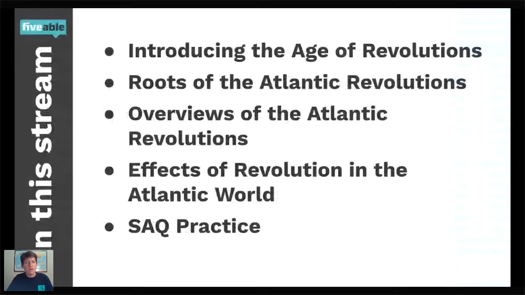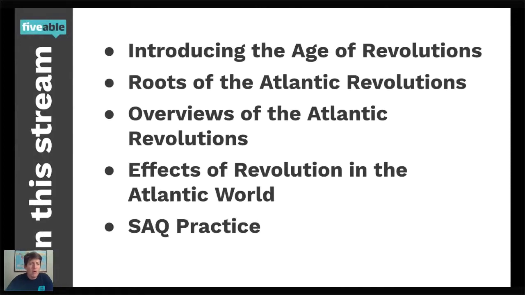Let's talk about what we're going to be covering in this stream. First, I'm going to introduce the idea of this age of revolution and what we mean by it. Then we're going to talk about the roots of these Atlantic revolutions. I'm going to focus really on trying to situate it within an intellectual movement, the Enlightenment, which you may have learned about, and then also think about it from a little bit of a global perspective and maybe some events that are going on globally that lead to these revolutions.